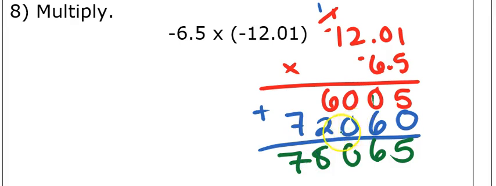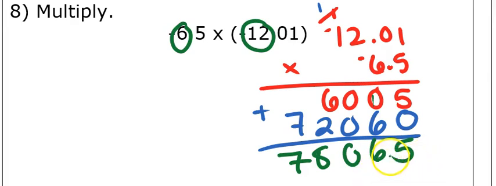And then in order to find out where your decimal is, if you never remember the rules, here's what you can do. You can use a whole number estimate. Here the whole number is 6. Here the whole number is 12. If you multiply those, you get 72. Well, let's see, where could I put my decimal where it would put it close to 72? If I put it here, that's 78,065.